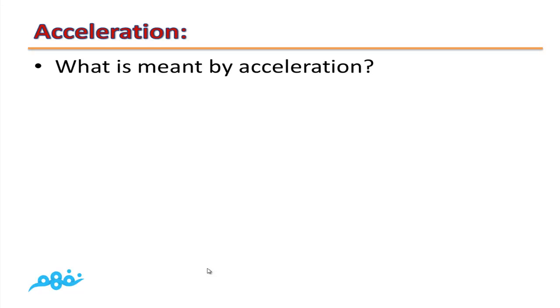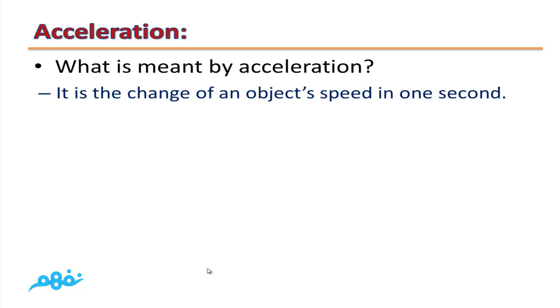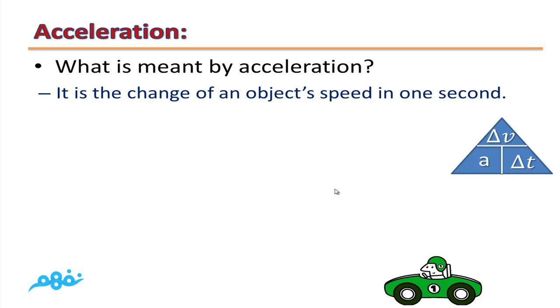Acceleration. What's meant by acceleration? Acceleration is the change of an object's speed in 1 second. From the definition, we can conclude the mathematical relation that we can use to find the acceleration. From the definition, acceleration equals delta V over delta T, or the change in speed in 1 second.